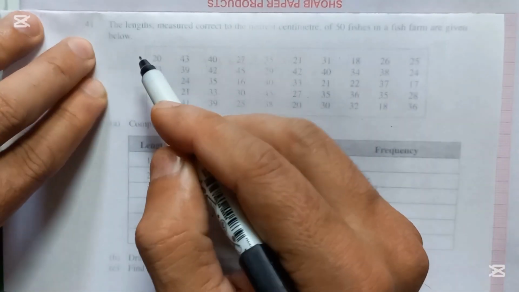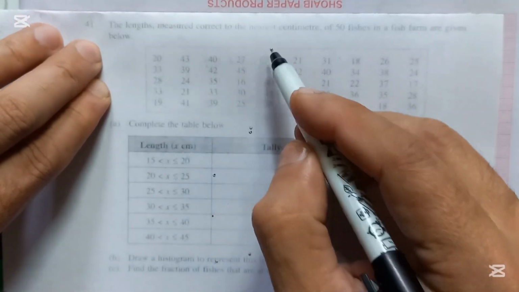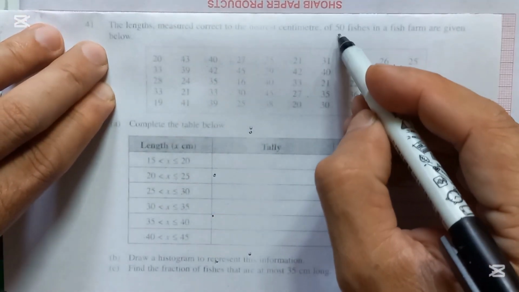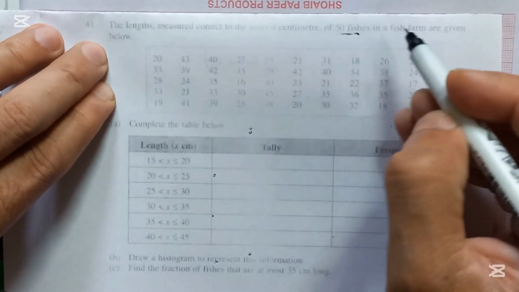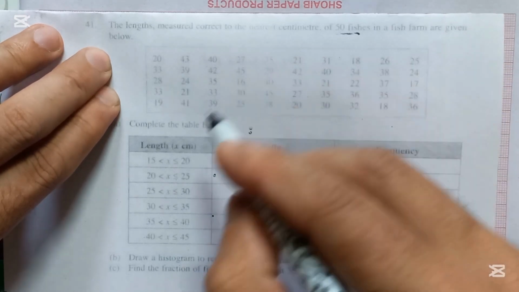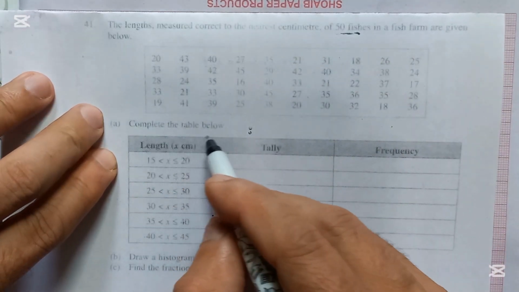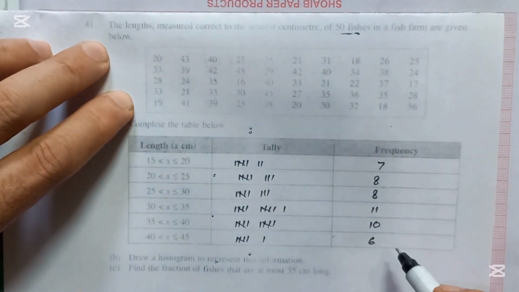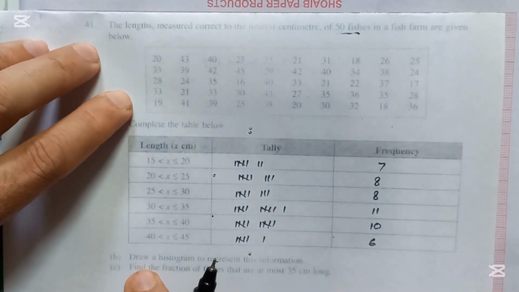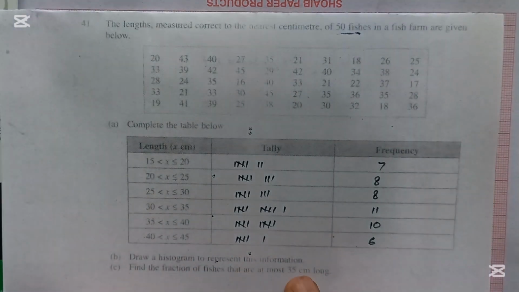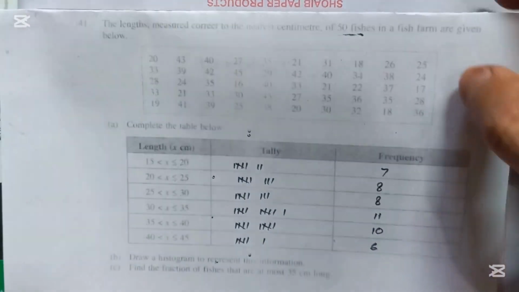The statement of the question is: the lengths, measured correct to the nearest centimeter, of 50 fish in a fish farm are given below. First part required is to complete the table below. So from the data we have completed the table. Now the next requirement is to draw a histogram to represent this information. So now we have to draw the histogram of this information.